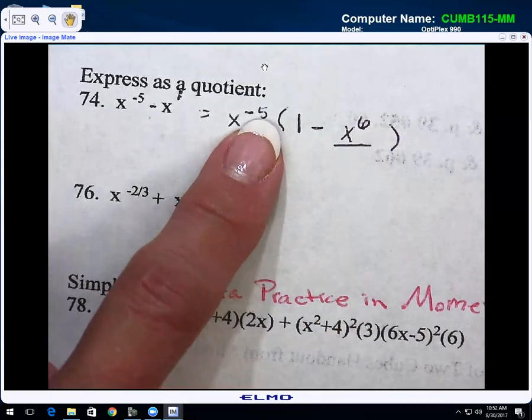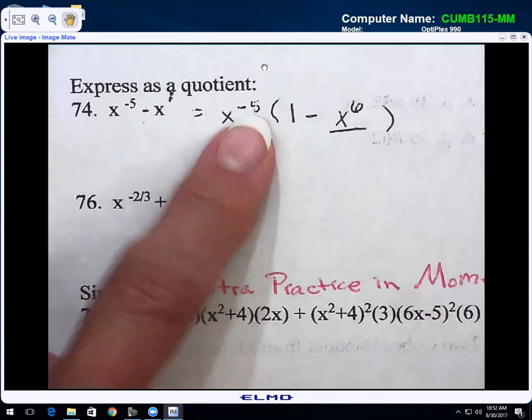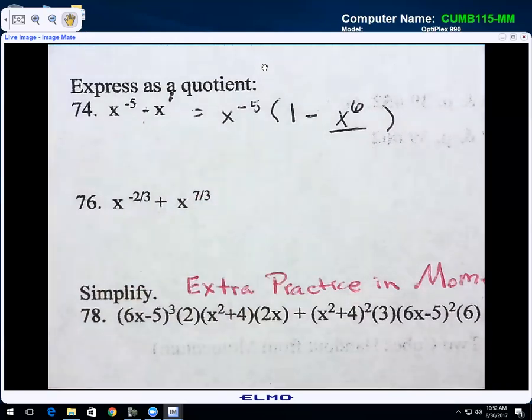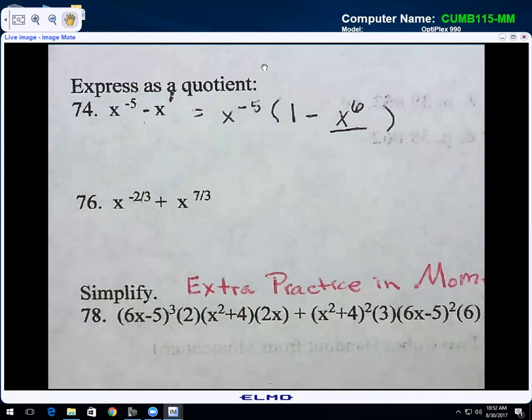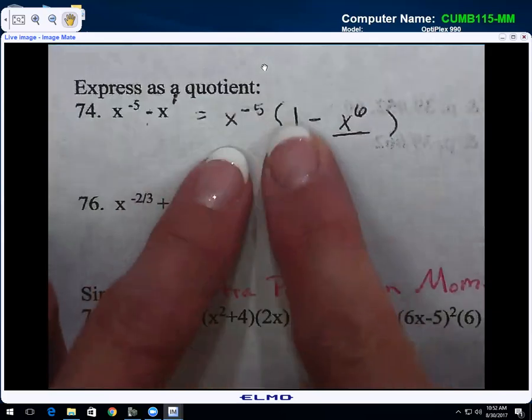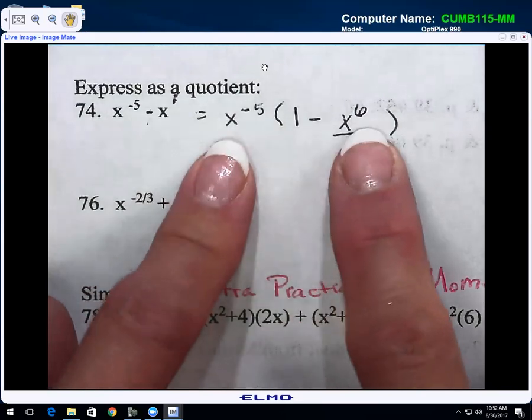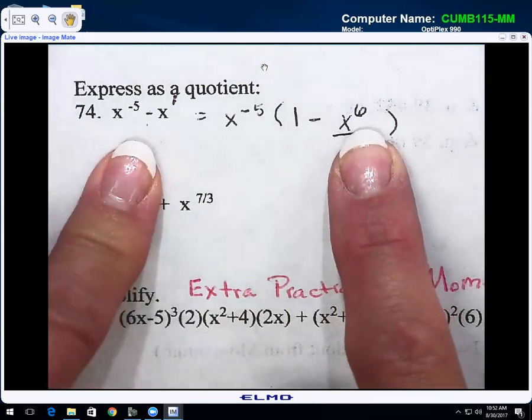And I'm telling you, you're going to feel shaky about this the first time you do it. But the great thing about factoring is it's checkable. Break out the pencil. If that doesn't multiply back together to give us what we started with, we need to erase it and start over. But it does. That gives us x to the -5. That gives us x to the first. That's what we started with.